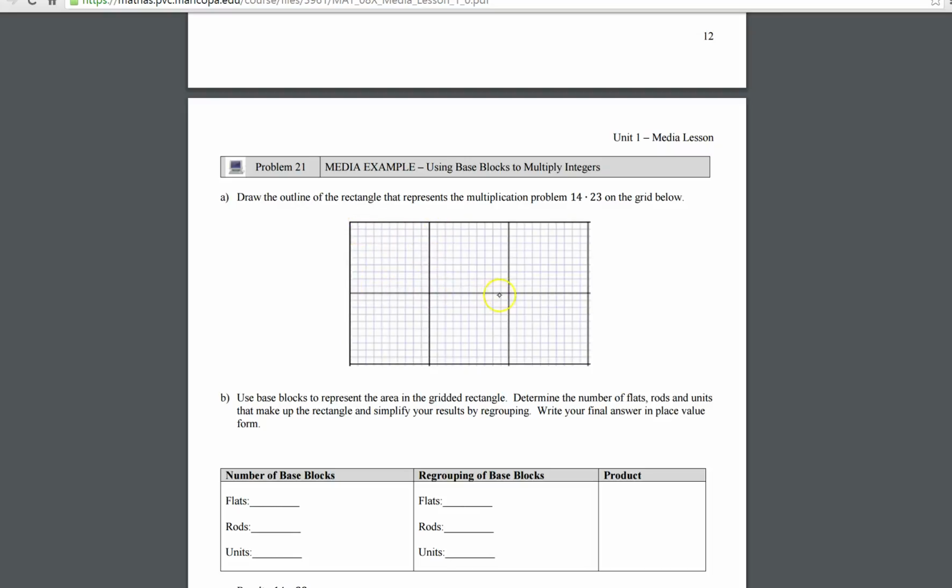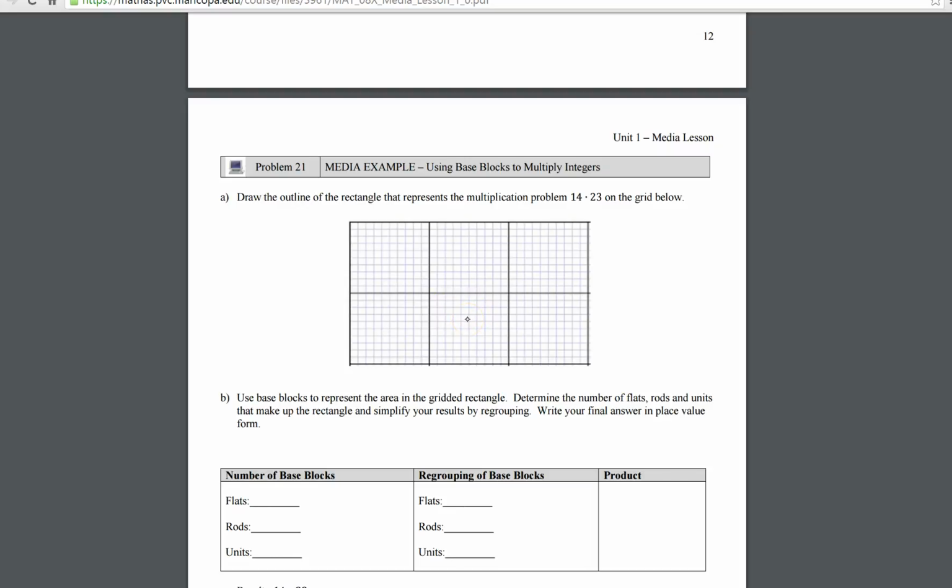We definitely want these darker lines for hundreds so they can see that this is a flat and this is a flat. The smaller lines, the small squares, will help with units. And then for this problem, it goes to 14 down to 23. They would want rods in here.